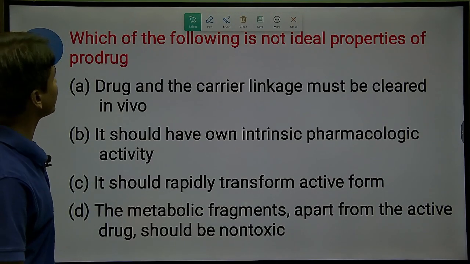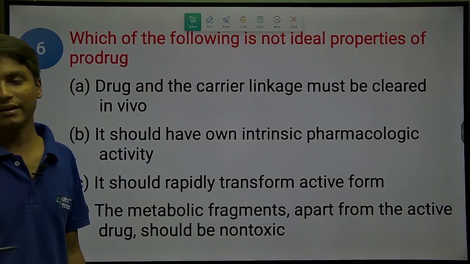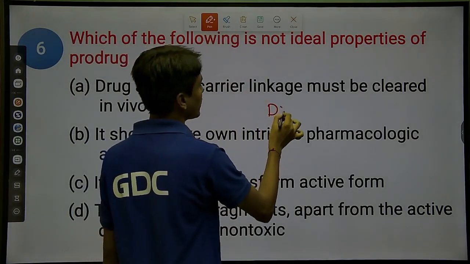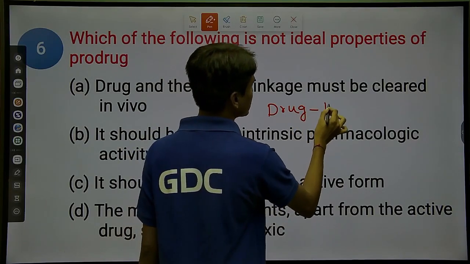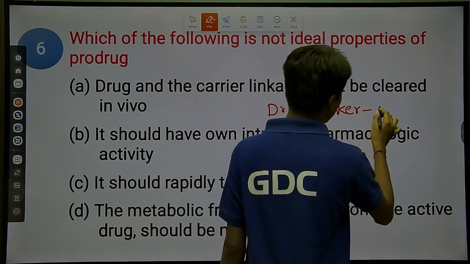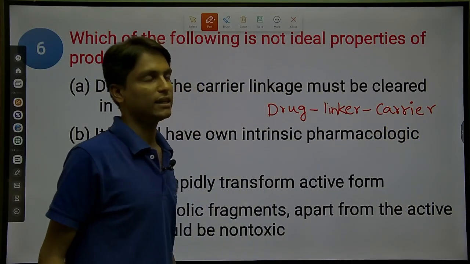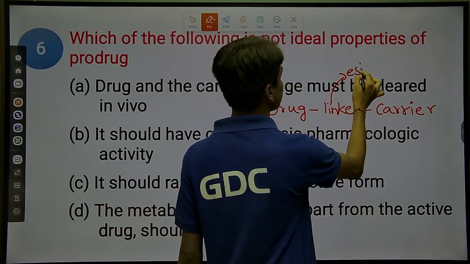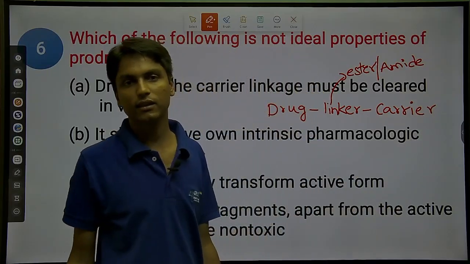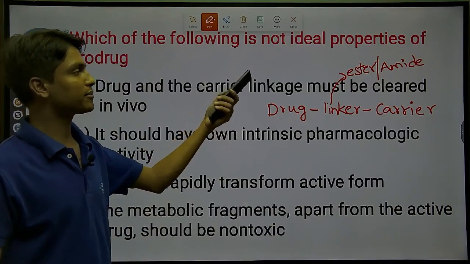Next one, which of the following is not an ideal property of a prodrug? See, a prodrug is a combination of drug, next linker, followed by carrier. Here the linker might be ester or amide bond, because ester and amide can be easily metabolized in our body.